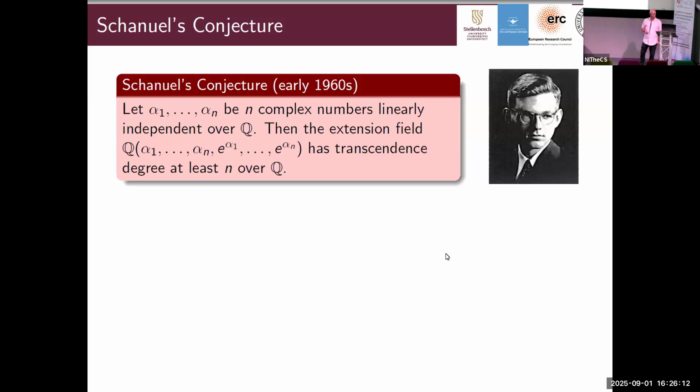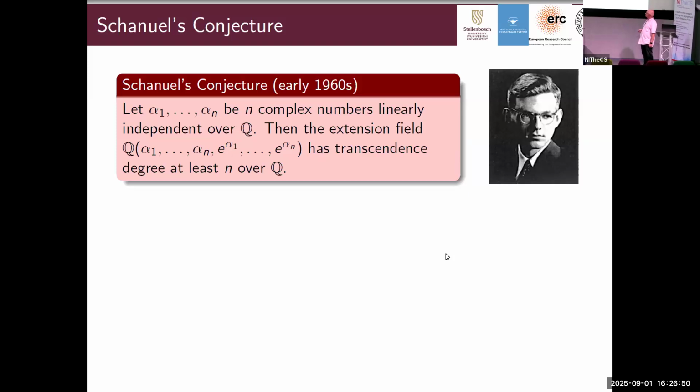So this Schanuel conjecture tries to quantify what happens if I take the exponential function with more than one number. Suppose that I have n complex numbers, and I take the exponential of those n complex numbers. And then I put all this together with Q. So I ask, what is the transcendence degree? The transcendence degree is, inside this field, the maximal number of numbers that you can find in such a way that there is no polynomial with rational coefficients that kills this set of numbers.